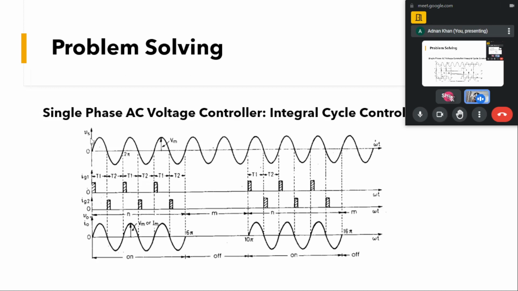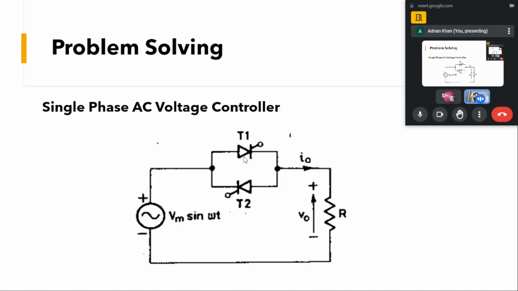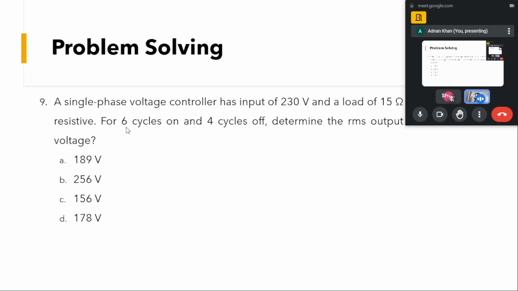Let us say this is the source. Here we give the triggering at the 0 point for T1, then Ig2. So we get the positive voltage, then the negative. It is turned on for 3 cycles and turned off for 2 cycles. Then again turned on for 3 cycles, then turned off for 2 cycles. But what is asked in the question is that we turn it on for 6 cycles and turn it off for 4 cycles.